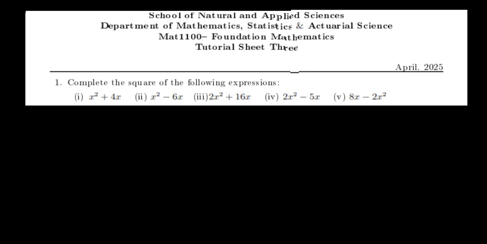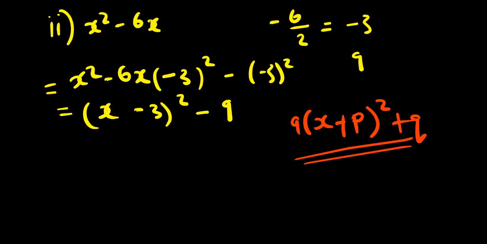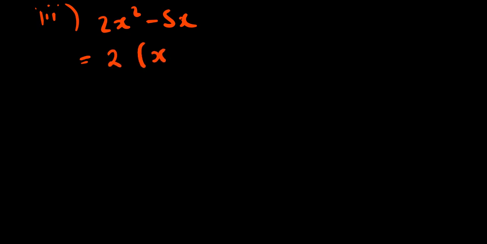So that is 2x squared minus 5x. Okay, let's just do that. So we're saying we have 2x squared minus 5x. How are we going to solve that? Solving this one, we're going to factor out 2. So when you factor out 2 of x squared minus, we have 5 over 2 x. Okay, we factored out 2.